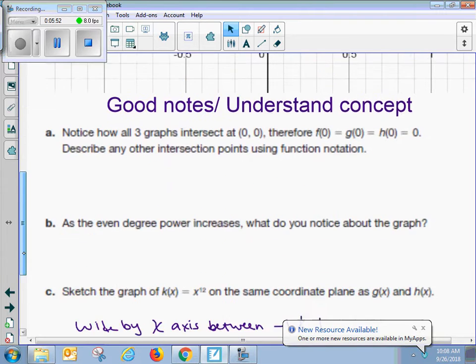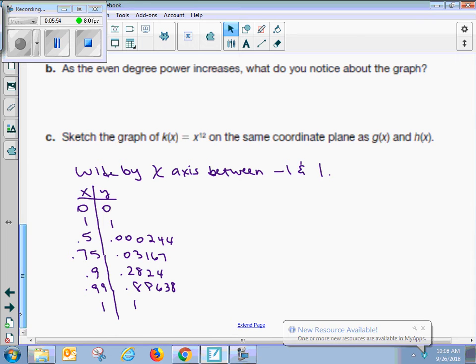If I were to graph x to the 12, think about some values I know. I know that 0, 0, and 1, 1 are going to be on there. So I wanted to choose some fraction values between 0 and 1. So into my calculator, I typed 0.5 to the 12th power. Everybody has a calculator that should be able to do that. Even my phone can do that. 0.000244. Isn't that a tiny, tiny, tiny number?